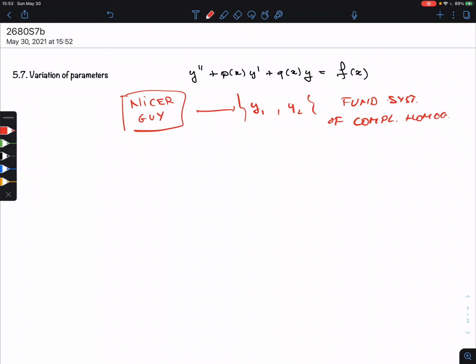Now, by the way, we could be the nicer guy if we have a nice guy. Remember from the previous time that if a nice guy gave us one single solution, we could use the method of reducing the order to get the second one, right? But of course, when we do the previous method using one, we got everything. So once we have everything, there's no need to do this method anymore. So you might even question, why would you want to do this even if you can do it much better with the other method?